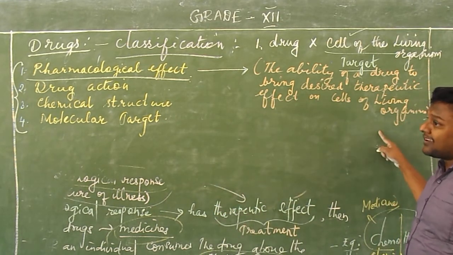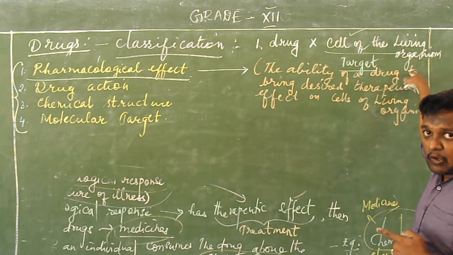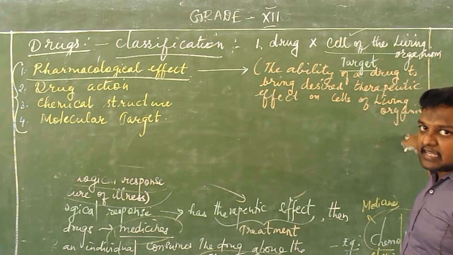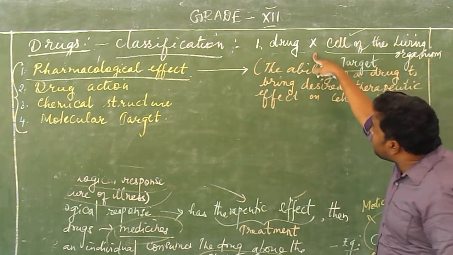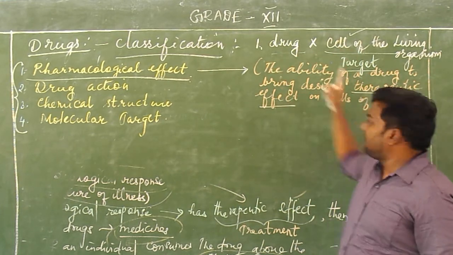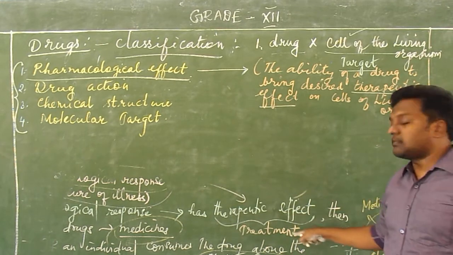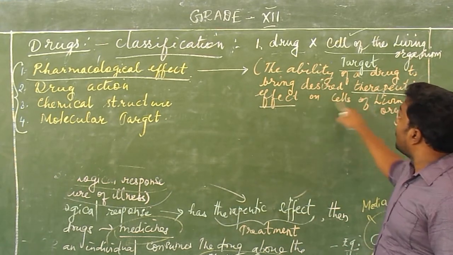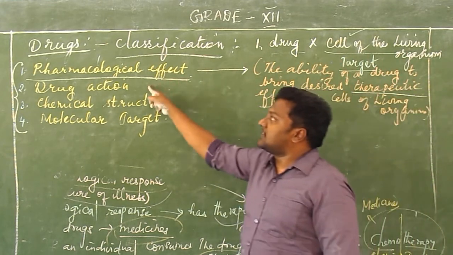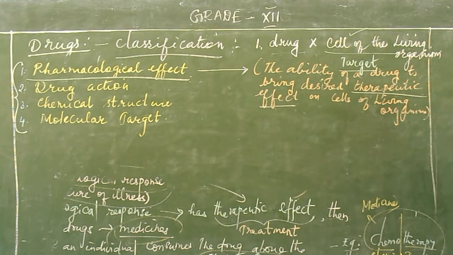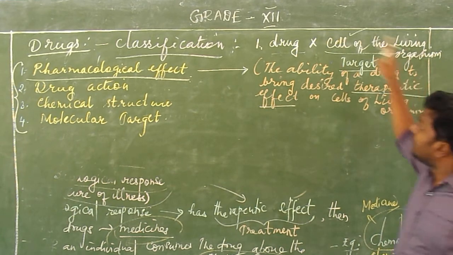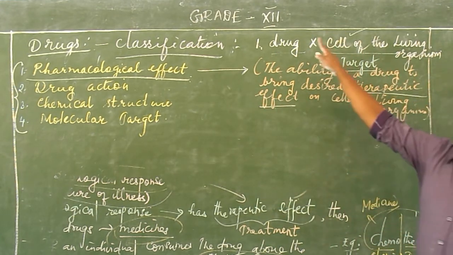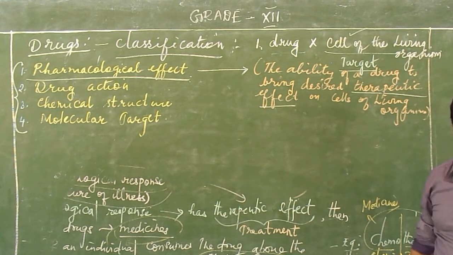So what is the pharmacological effect? It concerns the drug which interacts with the cells of the living organism. Keep that in mind, and based on that you can frame this sentence: the ability of the drug to bring a desired therapeutic effect. Because it is a medicine, no? The drug is a medicine which has to bring the therapeutic effect. Therapeutic effect means treatment. Which brings about the desired therapeutic effect on the cells of the living organism, then we are calling it pharmacological effect. So the drug is interacting with the cells of the living organism.